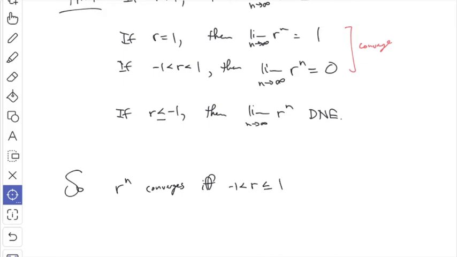All right. I mean, we basically know everything there's to know now about this sequence of r to the power n. Any thoughts about that?